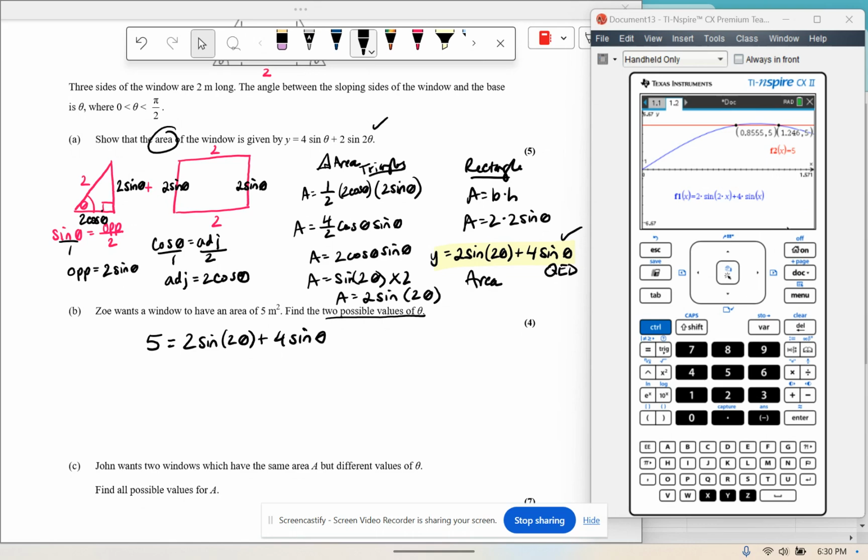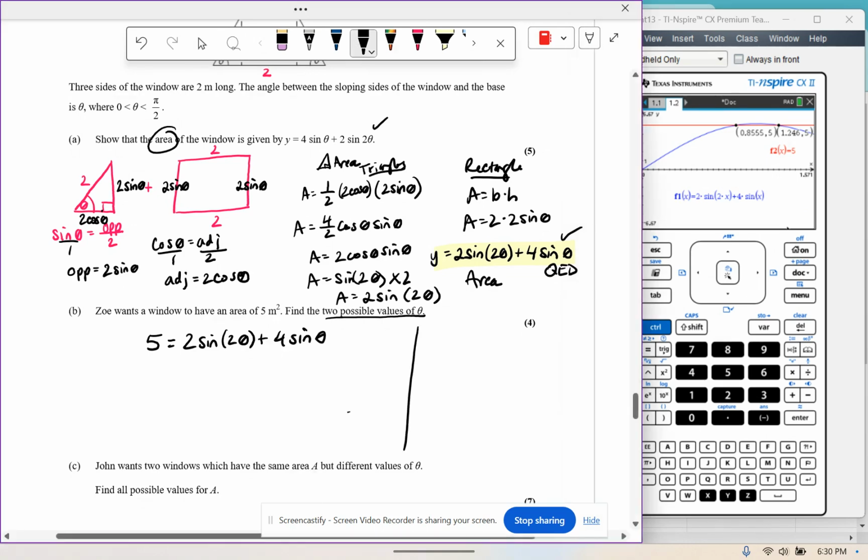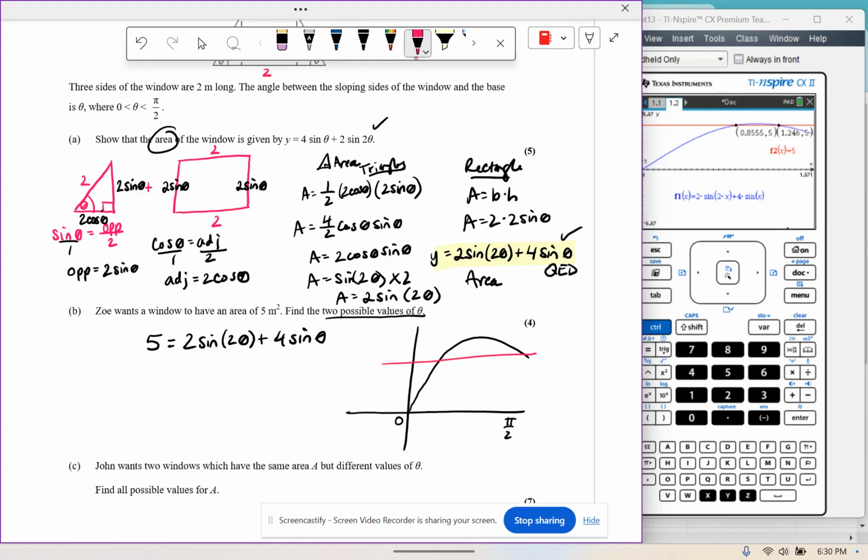Okay, so I got theta. I'm going to draw my little sketch, right? It's from 0 to pi over 2. I've got the graph and it goes like this. And then I've got another line, y equals 5. And then I've got the equation. What was the equation? Oh, they called that equation y? Okay, so then I have to change the name of this. I'll just call this f of x equals 5. And then this is going to be y equals 4 sine theta plus 2 sine 2 theta.